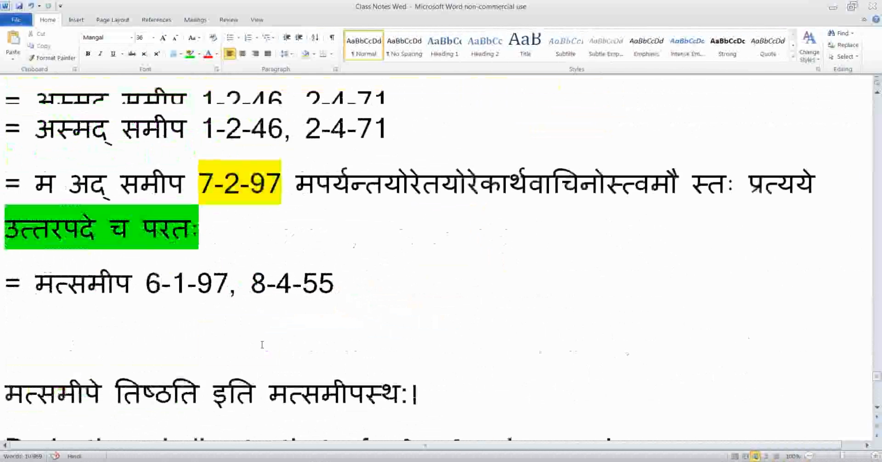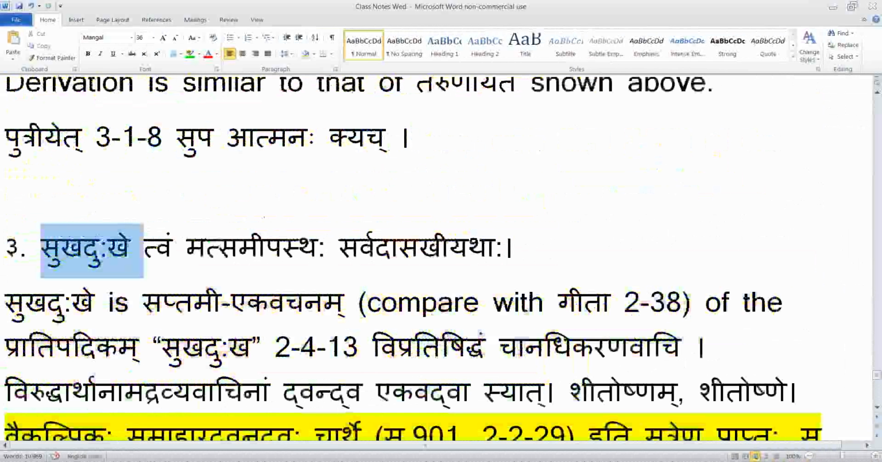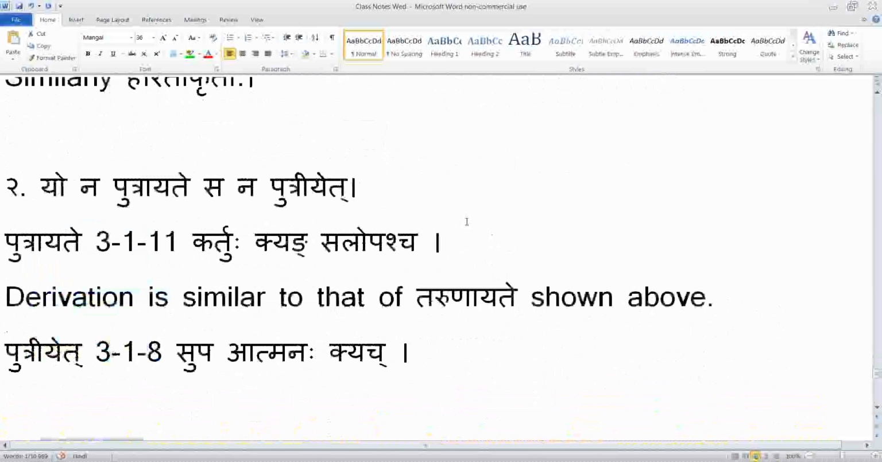So what he said is sukho dukkhe, in happiness and sorrow, you staying close to me always, sarvada, asakhiyathaha. So sakhiya. So sakha iva acharati sakhi. So sakha sakhiyate. Because we saw tarunayate, right? Same thing. We saw tarunayate. Taruna iva acharati tarunayate. Tarunayate kartukyang salopascha. So sakha iva acharati sakhiyate.